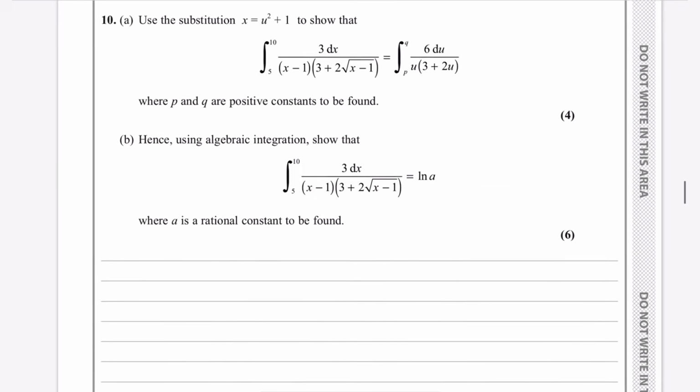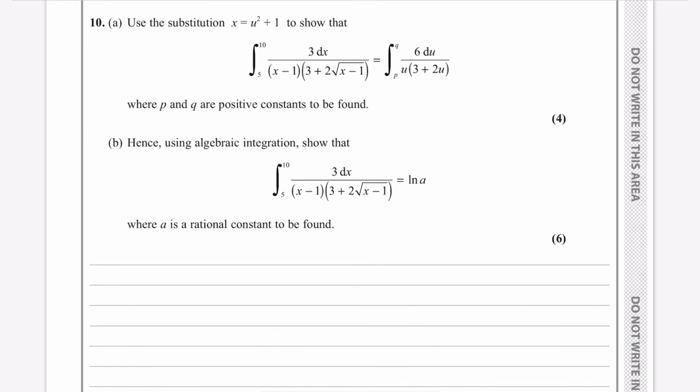Okay, let's have a look at question 10, a substitution question. So we're going to use the substitution that x is equal to u squared plus 1. It's weird that the dx is here. Normally the dx is at the end, but it doesn't really matter. It's exactly the same kind of thing that we've got.